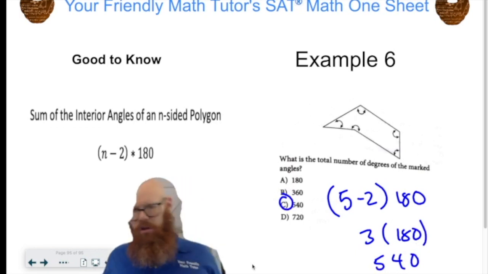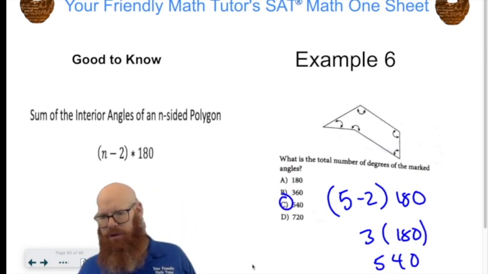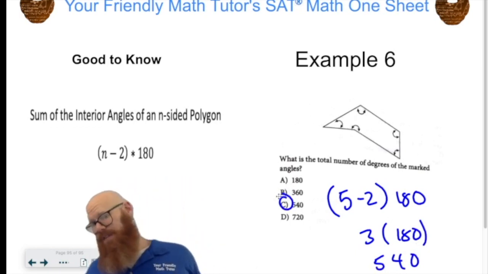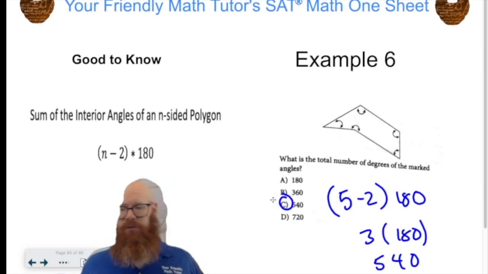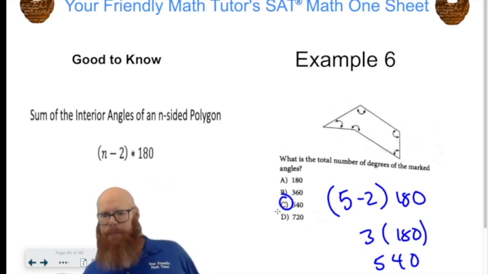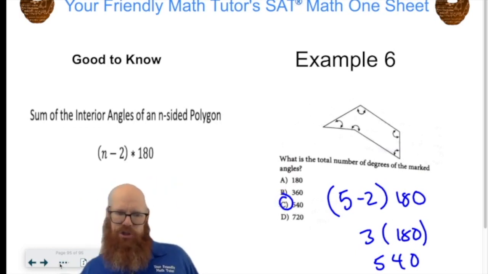So the sum of the interior angles of any pentagon, I know this doesn't look like the typical regular pentagon that you're used to seeing, but it has 5 sides, so it has 5 angles, so it is a pentagon, and then it must add up to 540 degrees.